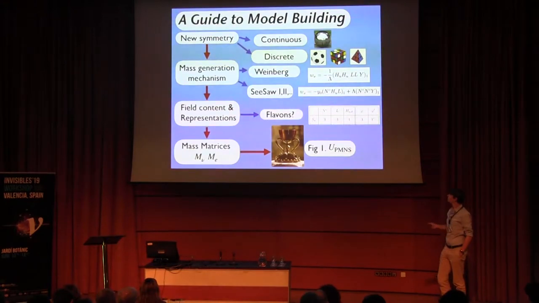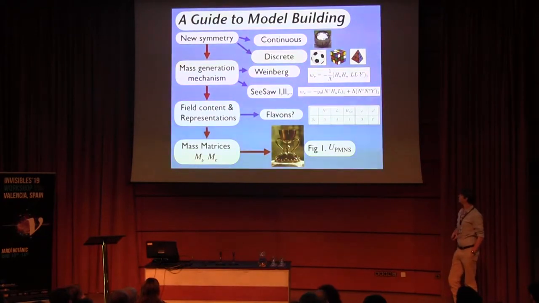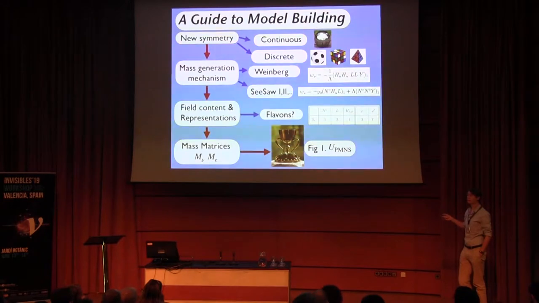This is a guide to model building for masses and mixings in the neutrino sector. You can introduce a new symmetry. This could be a continuous symmetry, like a U(1), and this is more typical in models with quarks. In the neutrino sector, it seems to be a bit easier with discrete symmetries. So you can choose your discrete symmetry, A5, S4, A4, for example. Then you can choose a mass generation mechanism. Here you can either have a Weinberg mass, or you can choose some kind of seesaw mechanism. Here I write down a type 1 seesaw.